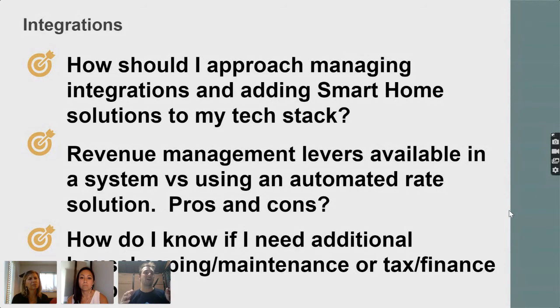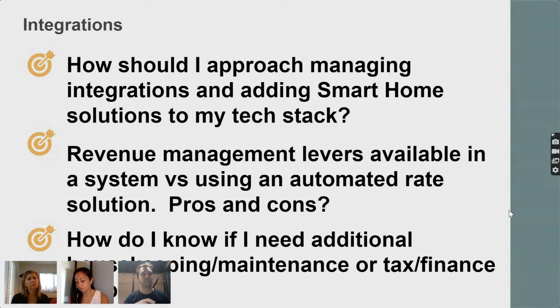So when approaching smart home, one of the things I would do first is, if you have any smart devices already in your home, make sure that any property management software you're going to be partnering with can actually support the smart home devices you've already invested in, because we know those can be very expensive investments.